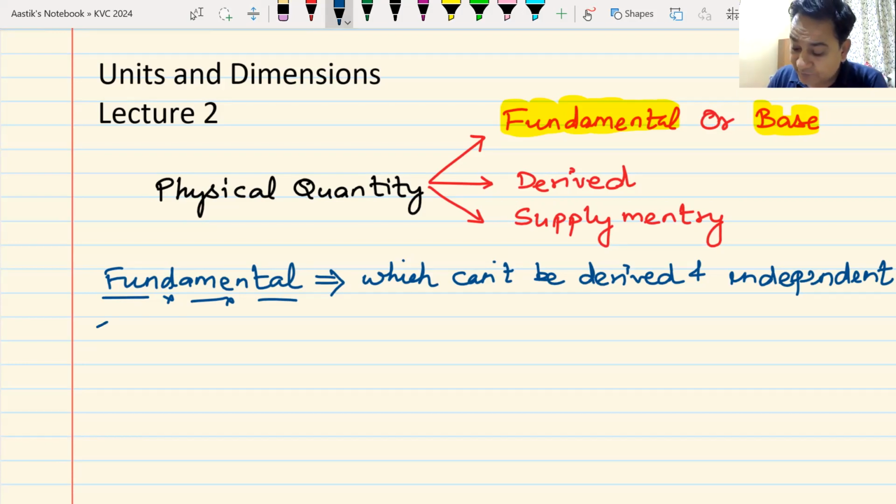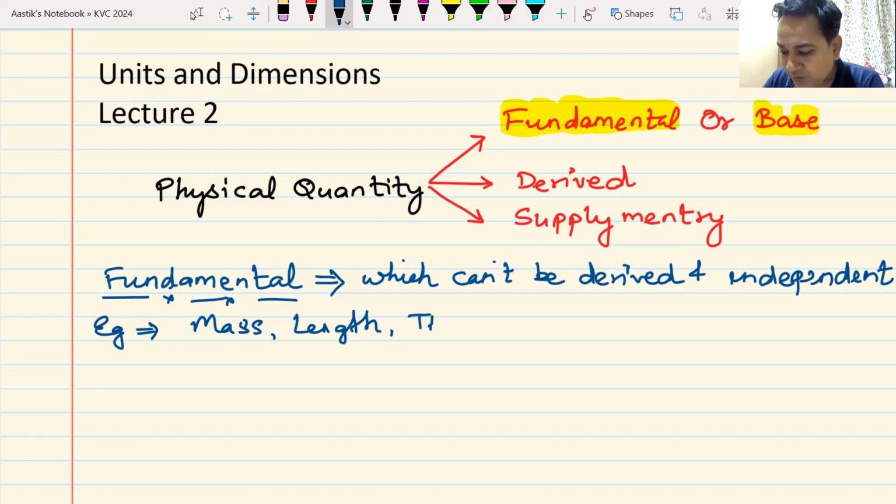Fundamental physical quantities, if I give you some examples and then we'll move ahead. Mass, length, time. These are the three important examples that you all know. You might have heard about it. So let us start with these three. Mass, length, and time are the three fundamental quantities.